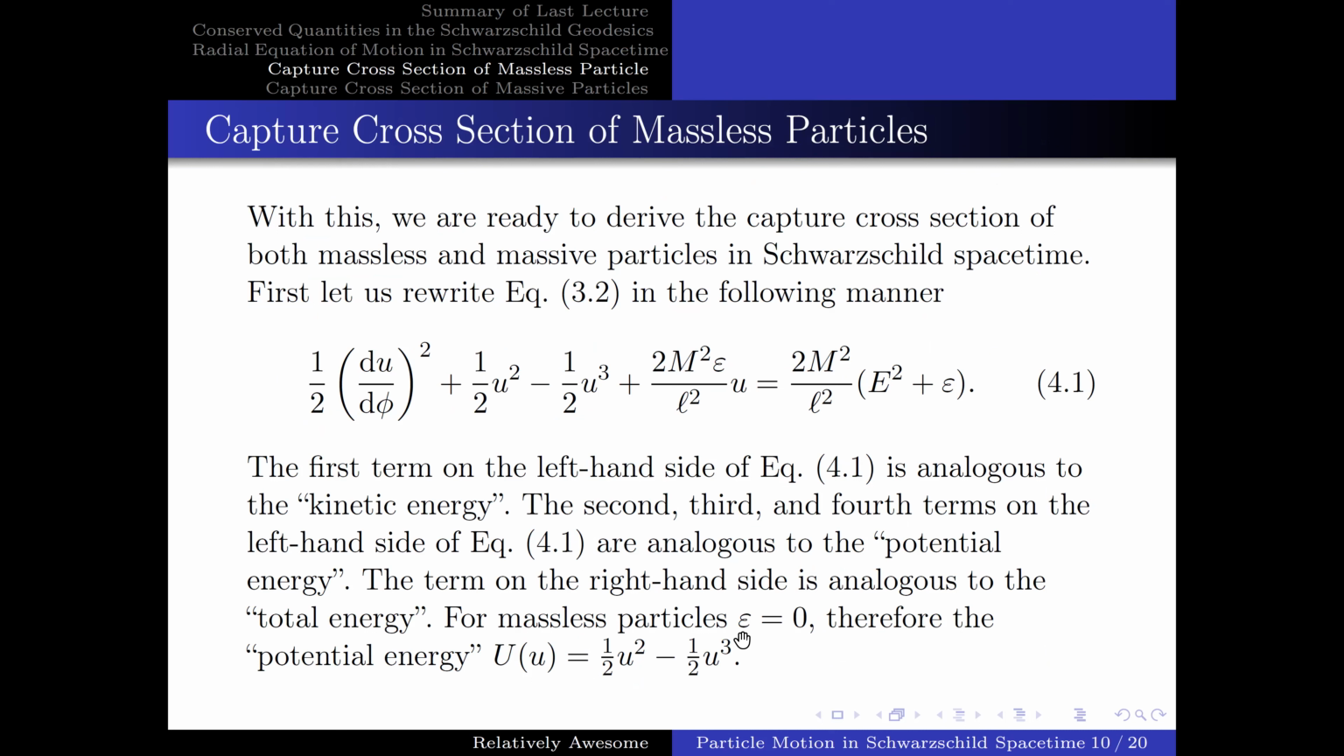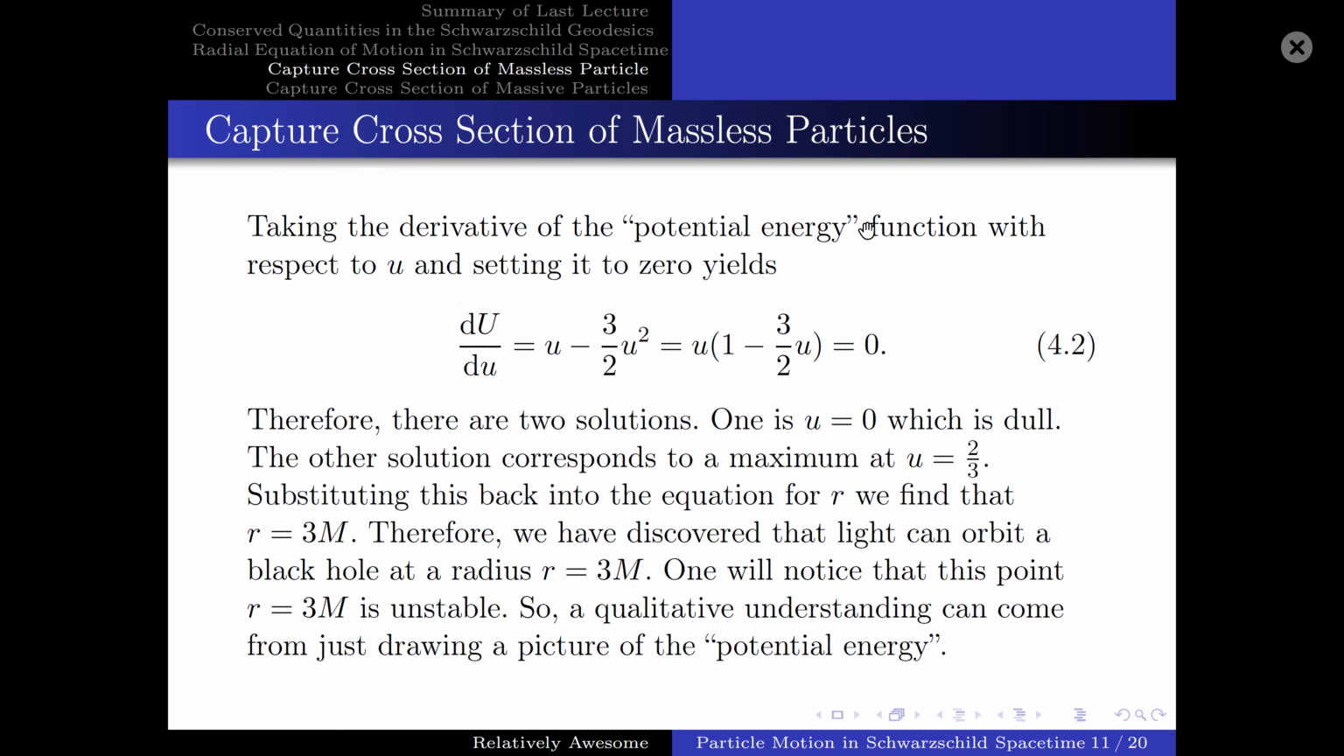Recall, for massless particles, epsilon is equal to 0, and therefore the potential energy is as follows. Taking the derivative of the potential energy and setting it to 0, we find the maximum. Therefore, we find the maximum has two solutions, one at u equals 0, which is dull, and the other at u equals 2 over 3. Substituting this back into the equation for r, we find that r is equal to 3m, and therefore we have discovered that light can orbit a black hole at radius r equals 3m.